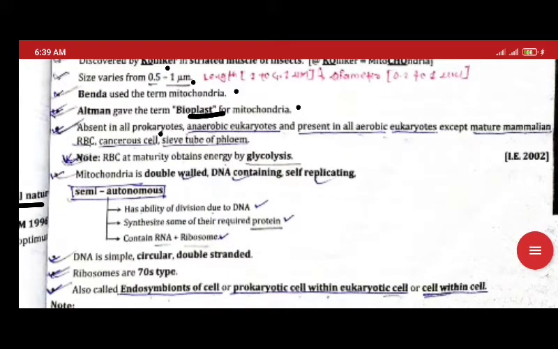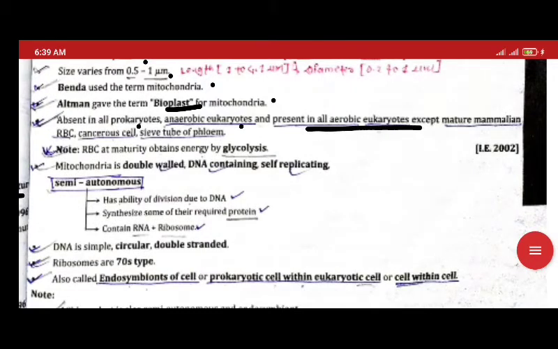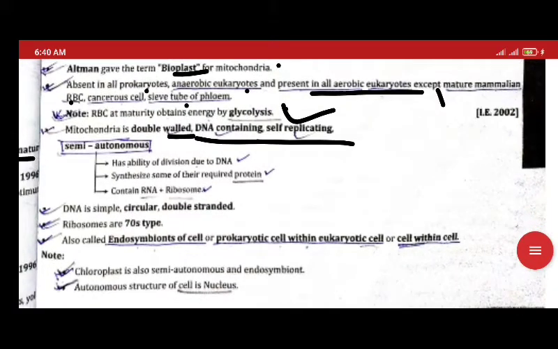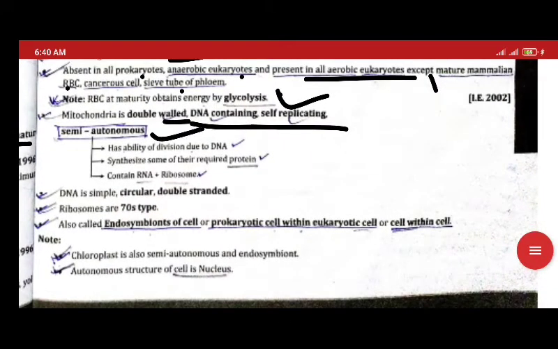Now this is absent in prokaryotes and anaerobic eukaryotes, and present in all aerobic eukaryotes except mammalian RBC and sieve tube phloem. RBC at maturity obtain energy by glycolysis. So this is also important. RBC receive energy from what? The glycolysis process. Now mitochondria is double-walled, contains DNA and is self-replicating. So it is known as what?